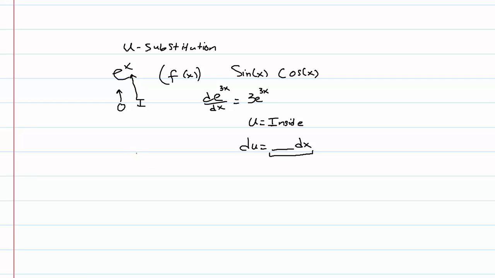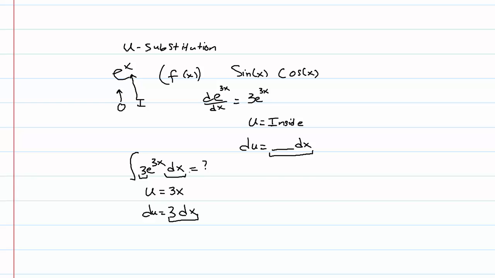Let's take a look at an example. If we have the integral of 3e to the 3x dx, what will we get? Well, first, we need to set u as the inside function. Our inside function for this is 3x. Then we will take the derivative of this with respect to x. Using the power rule, this is just 3 dx. We see a 3 dx here, we see a 3 dx here.